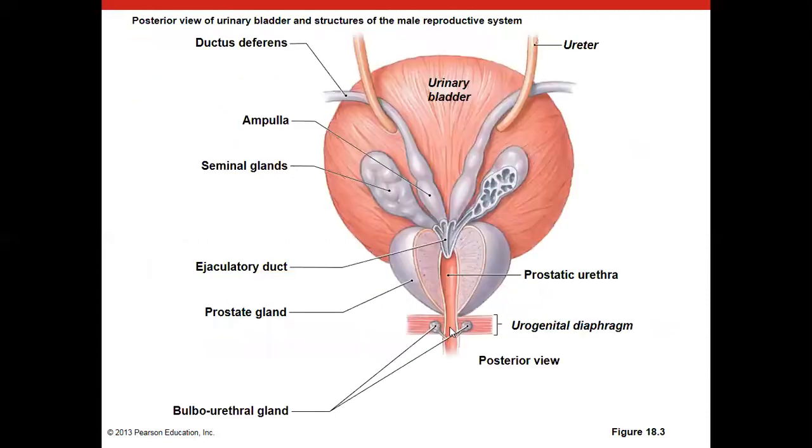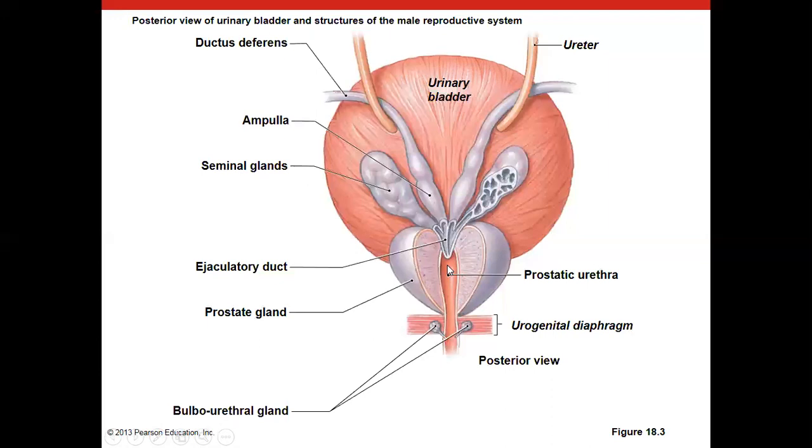So here are these three accessory structures. Right here's the seminal gland. As sperm makes its way from the epididymis through the vas deferens to where it meets here at the ejaculatory duct, the seminal gland and its duct is emptying, basically sending semen, seminal fluid, into this duct as well. And that empties into the first part of the urethra called the prostatic urethra, around which the prostate surrounds.